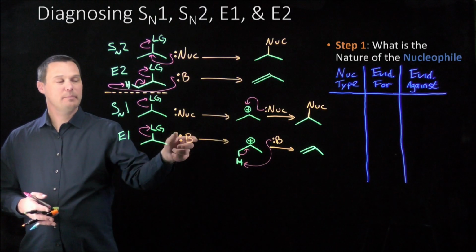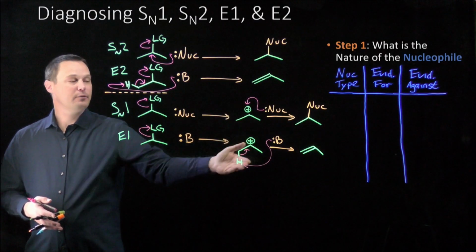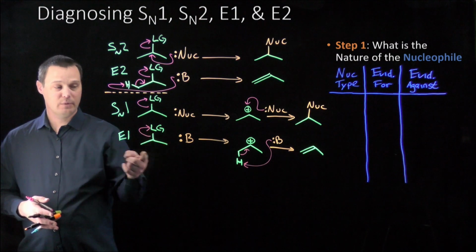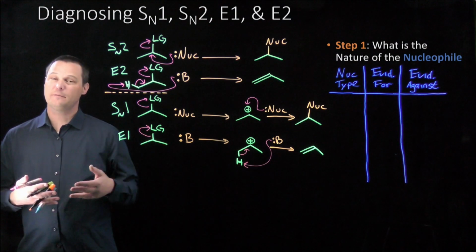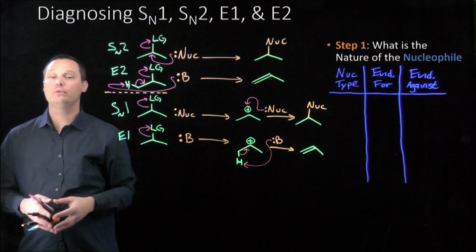In the E1 reaction, the base must be a weak base that has to wait around for the leaving group to leave to form the carbocation before we can do the elimination. If it was a strong base, it would have just done the E2 elimination directly. So that's our first step. We need to classify the nucleophile and base as either a strong nucleophile, strong base, weak nucleophile, or weak base.